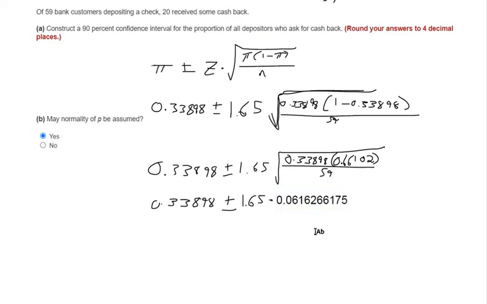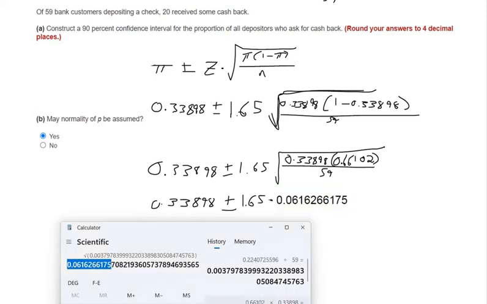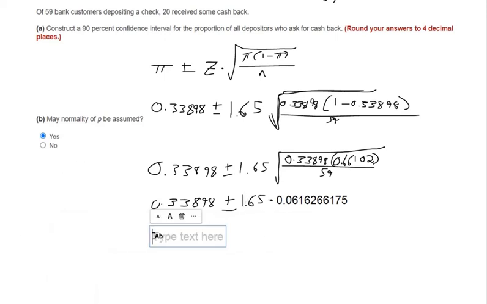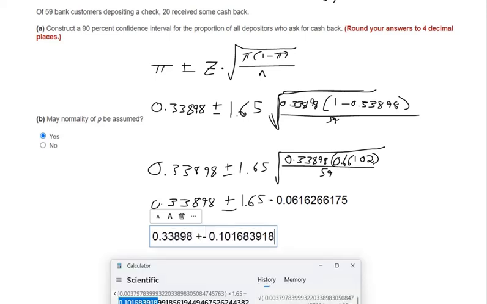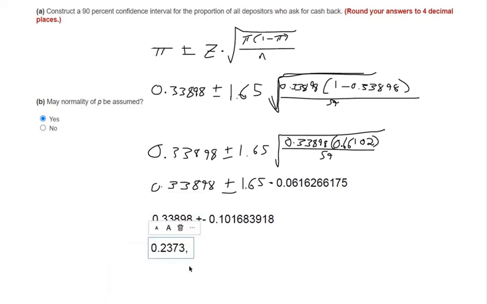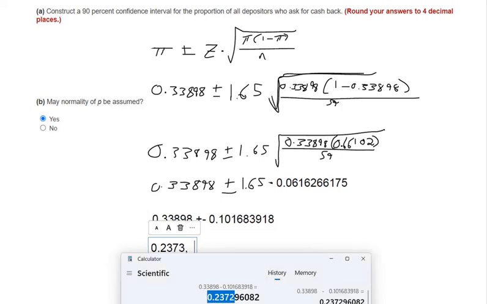I've copied and pasted it. So now we need to multiply that by 1.65. So this is called the margin of error. Everything to the right of that plus or minus symbol is the margin of error. Just like with all the other questions, when you calculate a confidence interval, you do it twice. Once for minus. It says 4 decimal places, so this one rounds up. And then once for plus.